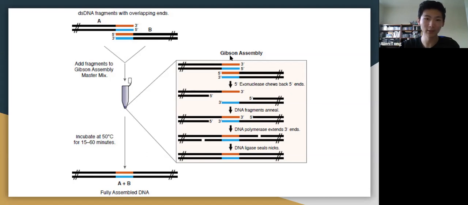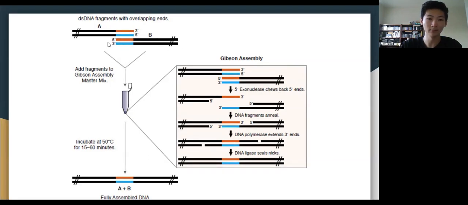Gibson assembly is a good way to fuse a whole bunch of fragments together. To be simplified, this diagram only shows 2. You have this DNA and you have this DNA, and you want to fuse them together. Notice how you want to design these fragments so that they have overlapping ends. You add these 2 to your test tube, and then someone really smart figured this out: if you add these enzymes in this way, you can get this action. You can first chew back on the 5' ends. This is where the exonuclease comes in, right?